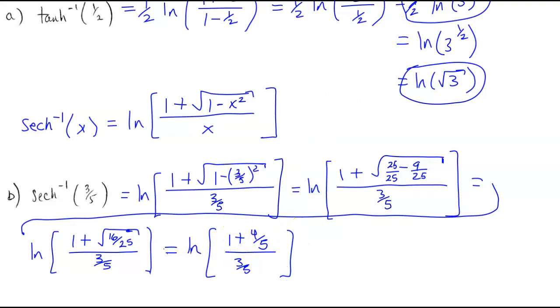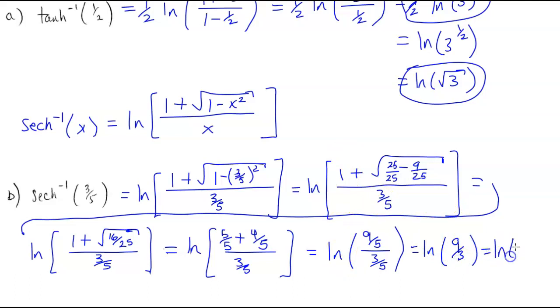And that 1 there again, we could now take that and rewrite that as 5 over 5. And so now this makes this natural log of 9 over 5 divided by 3 over 5. And if we take 9 over 5 and multiply it times the reciprocal of 3 over 5, which is 5/3, we'll just end up with 9 over 3, which is just 3 inside of the logarithm. And that will be our final answer for that example.